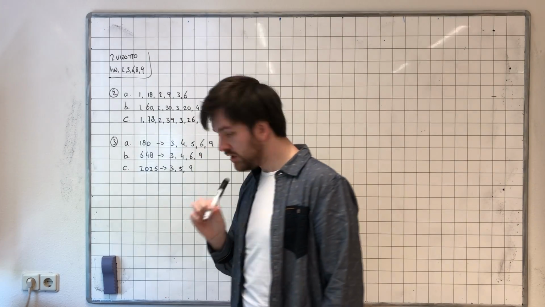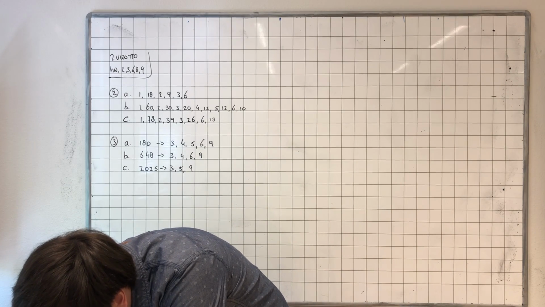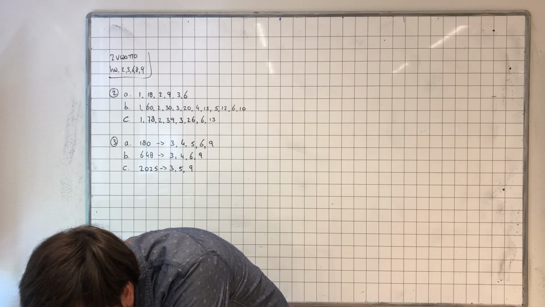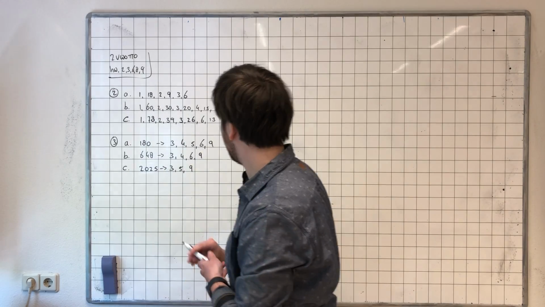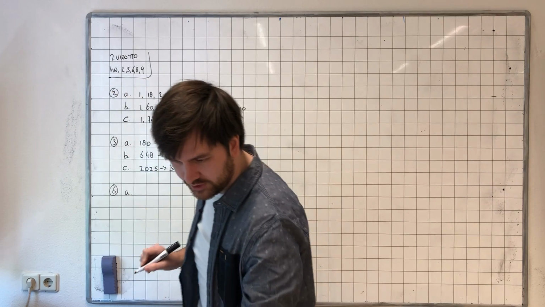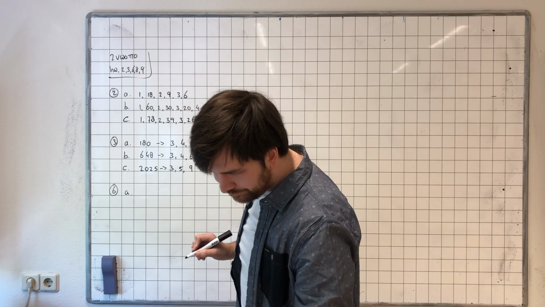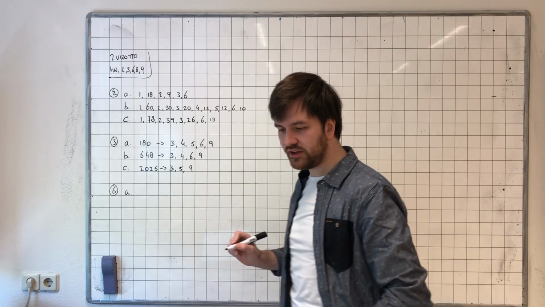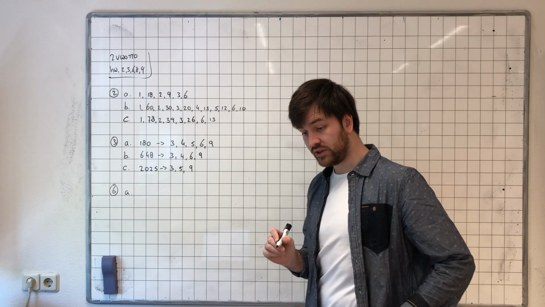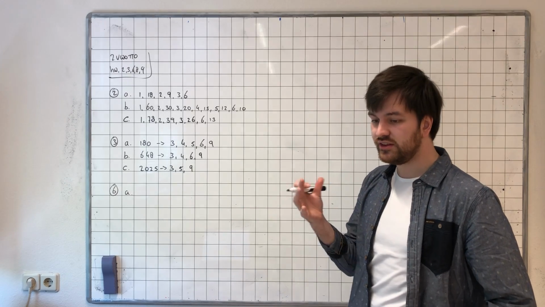So let's go to the next question here. Question 6. Which of these statements are true? A. The sum of the divisors of 48 is divisible by 3. Which means we first need to find the divisors.